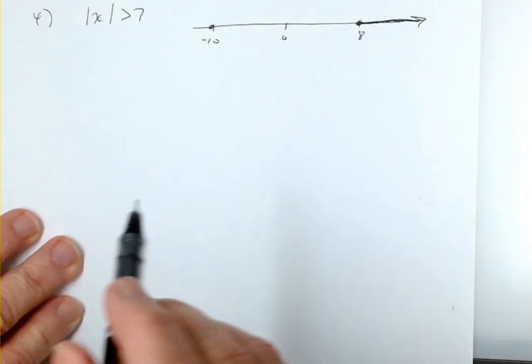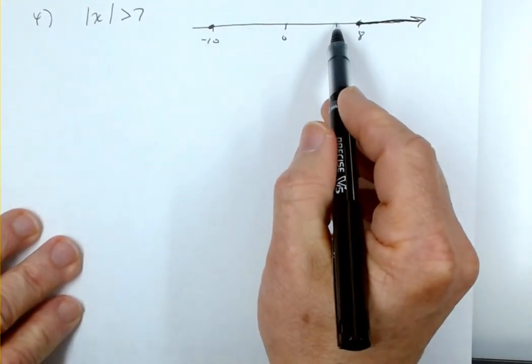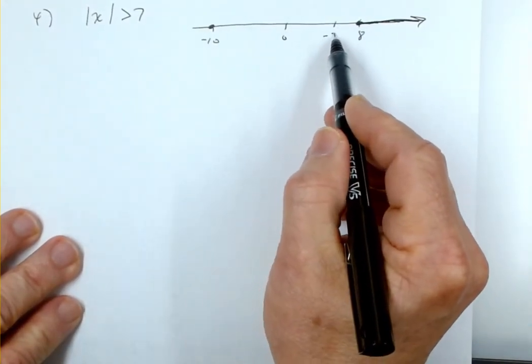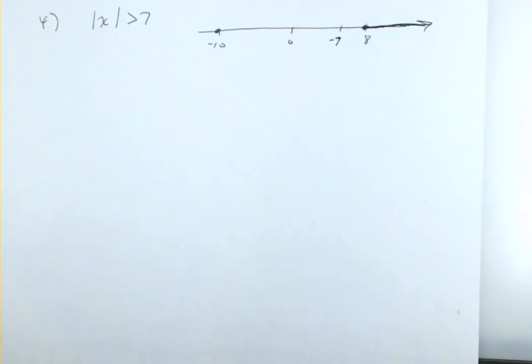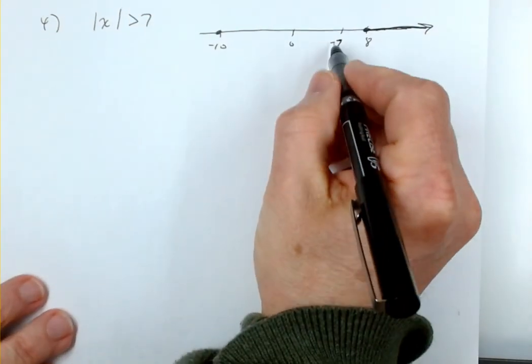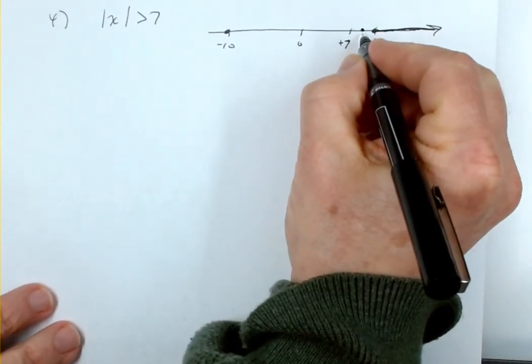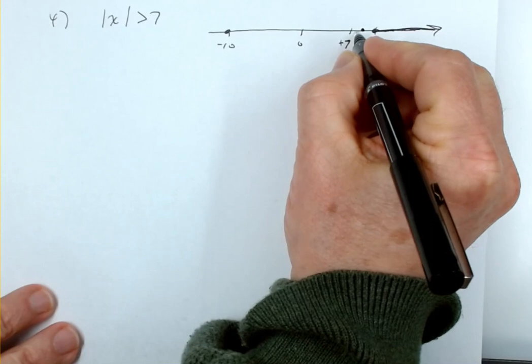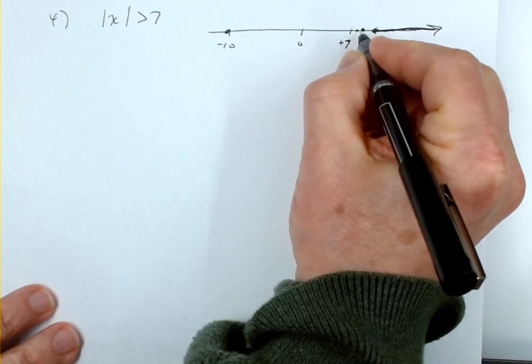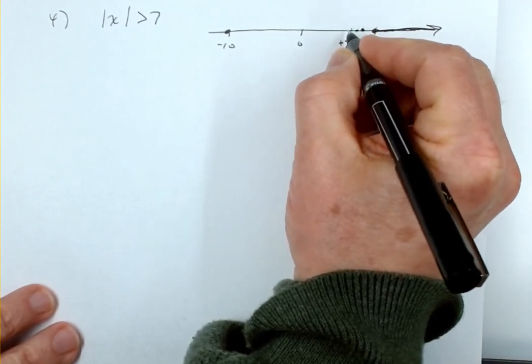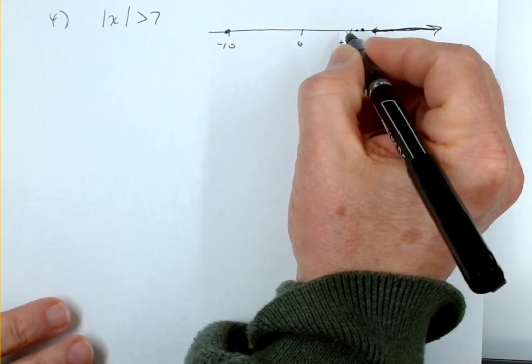All right, now, here's negative 7, right here. What about negative 7.5? I'm sorry, positive 7, excuse me. Here's positive 7. What about 7.5? Is 7.5 a solution? Yes. So I put a dot on here. What about 7.1? Yes. In fact, anything above 7.0 is actually okay.